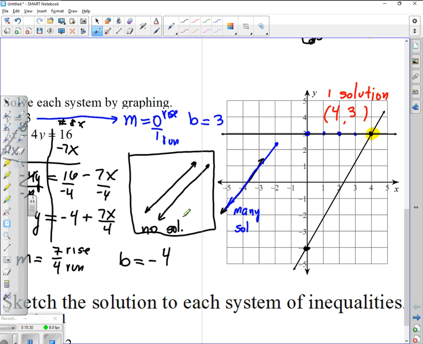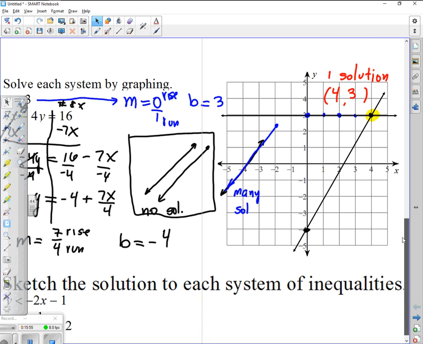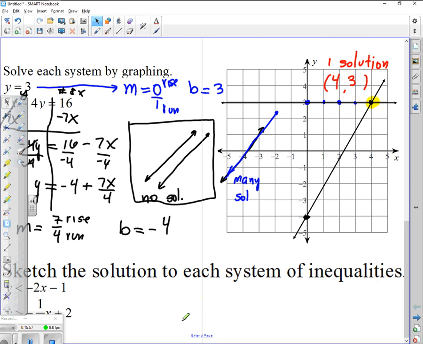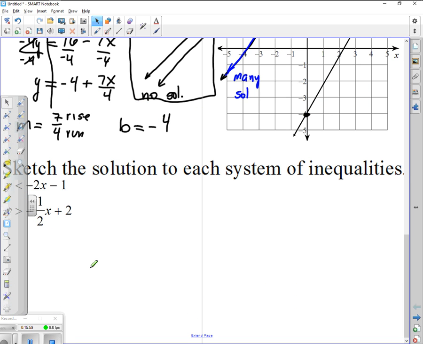In both cases, you don't have to tell me a point, because here they have nothing in common. You cannot tell me any point. And in this case, there are infinite numbers in common. You'll never finish. So if the lines intersect, there will be one solution. If they're parallel, they don't intersect, there'll be no solution. And if one is on top of the other, there are many, many solutions. Now, last example.